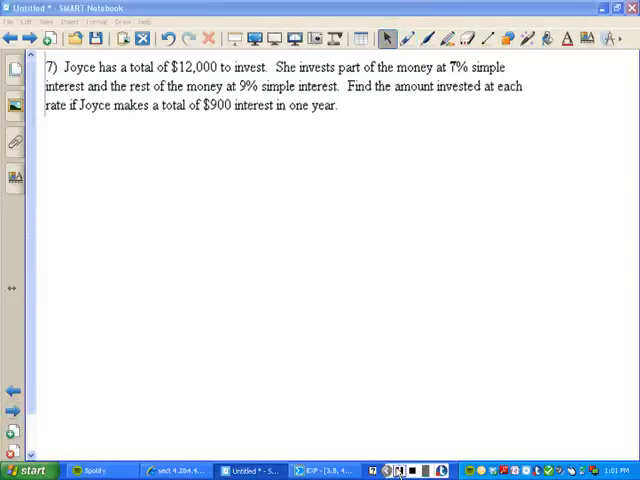So, how do you handle this? Well, what was the first equation we have to create? We always create one equation that is what? X plus y equals something. Total. It's x plus y equals something. Now, how much are we investing altogether?